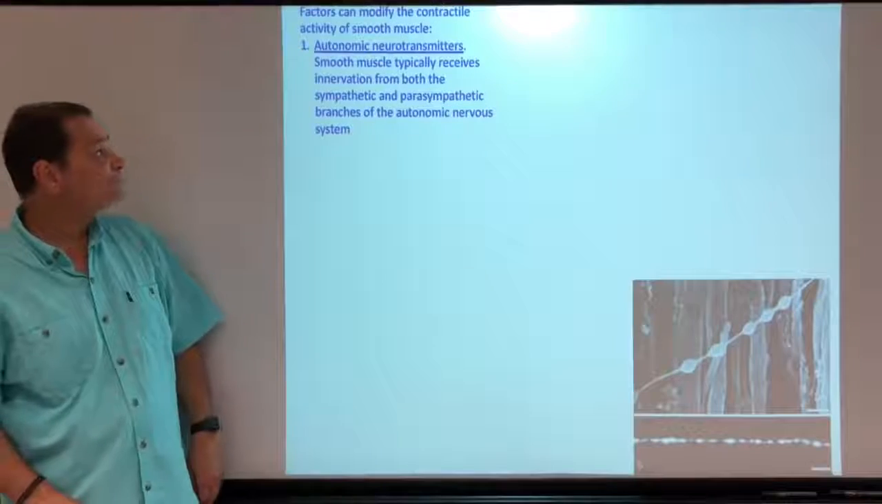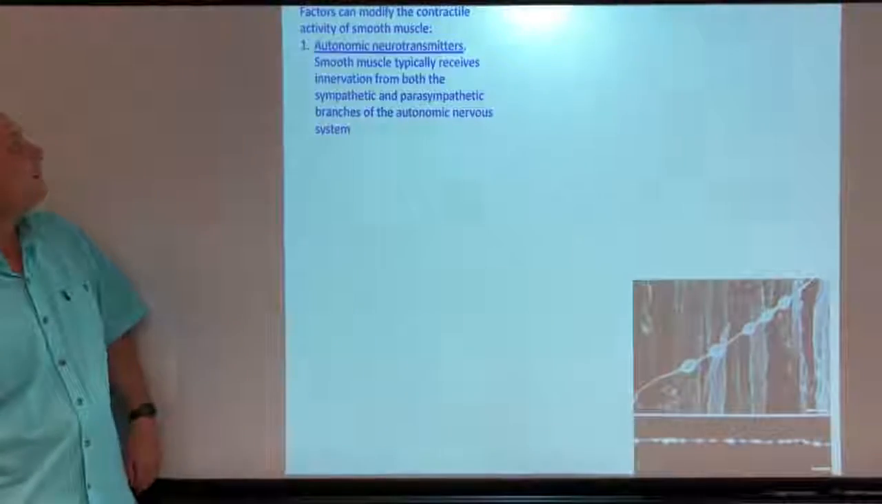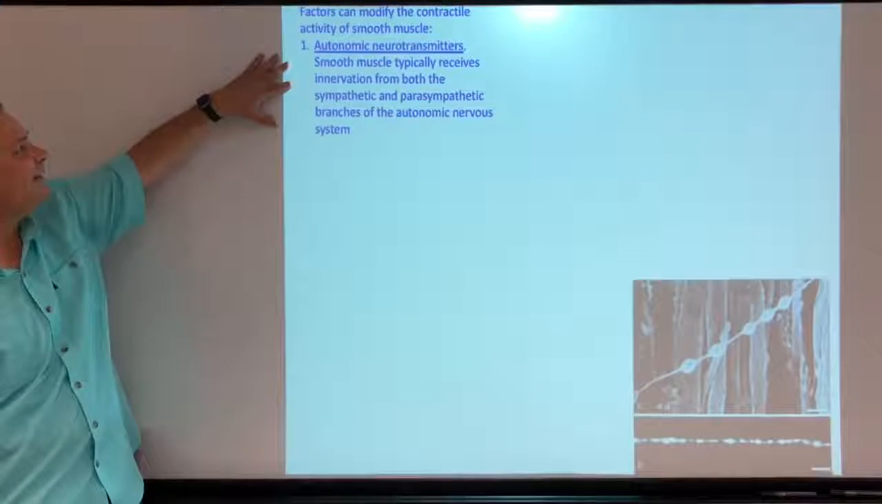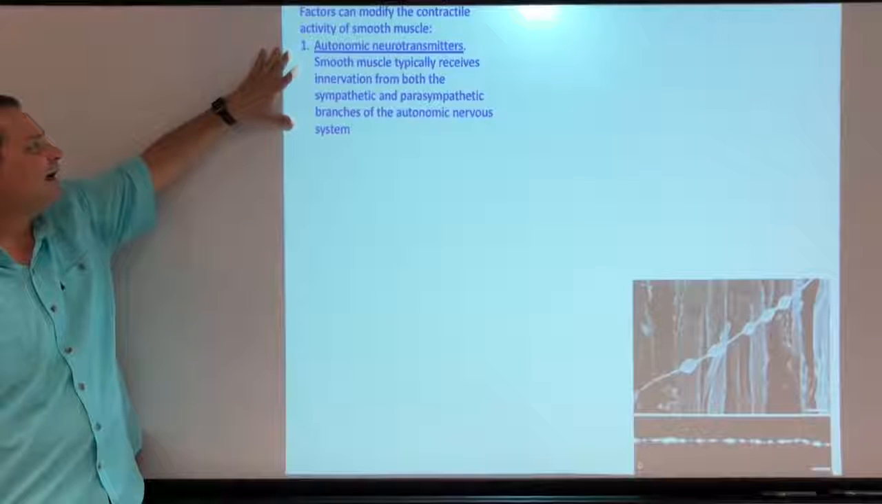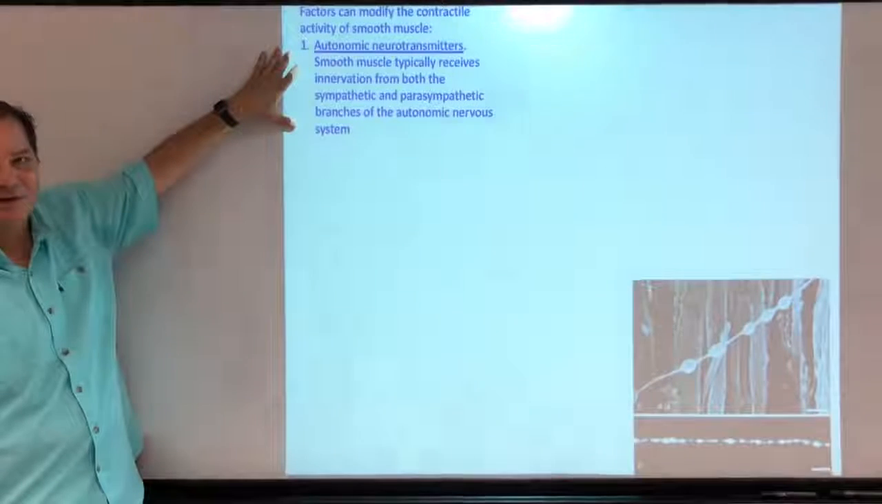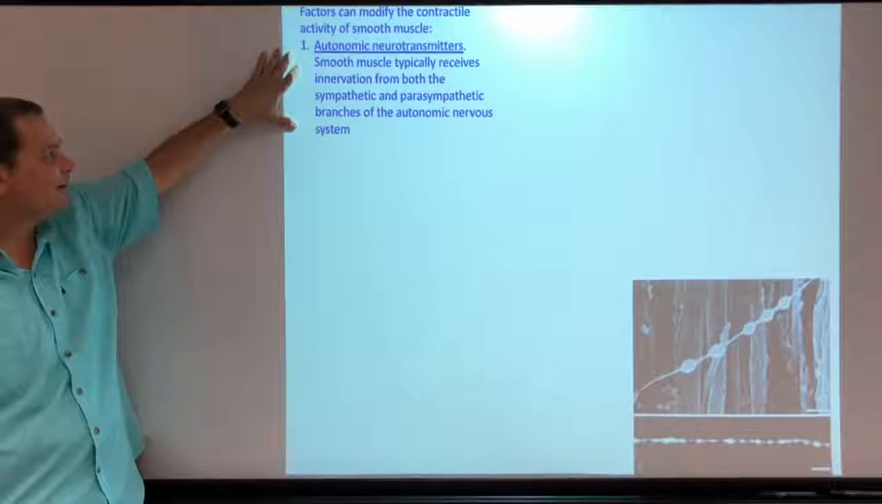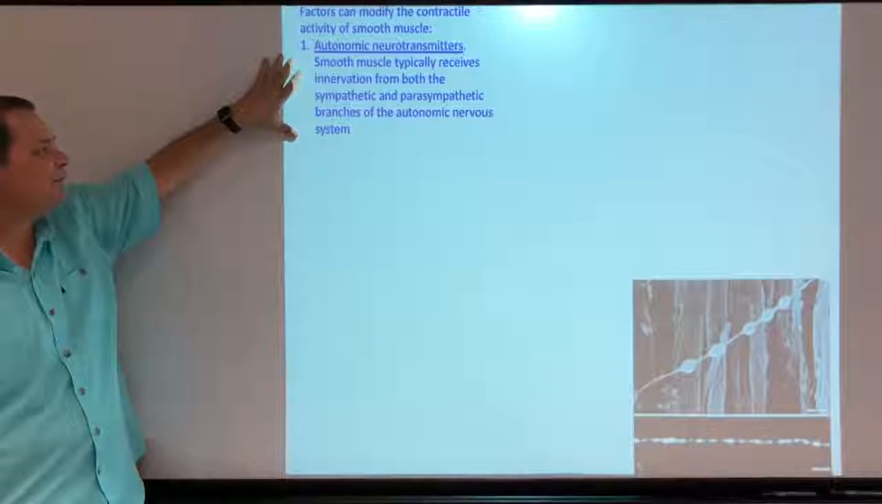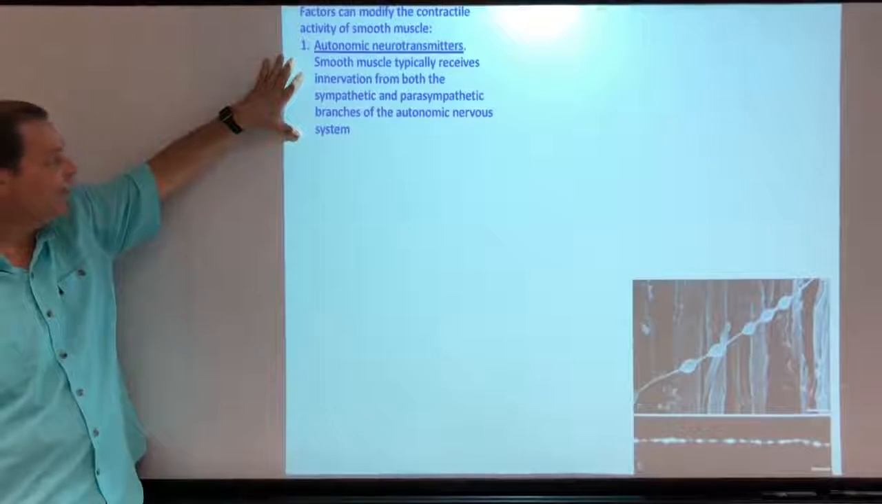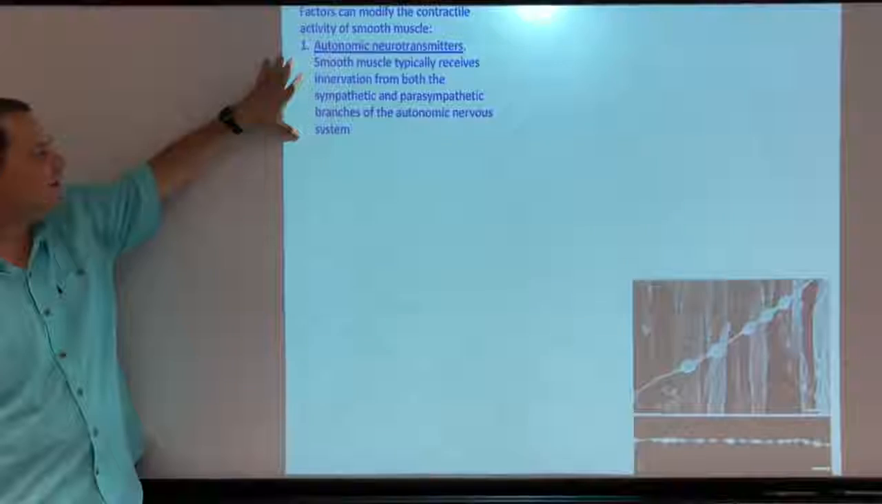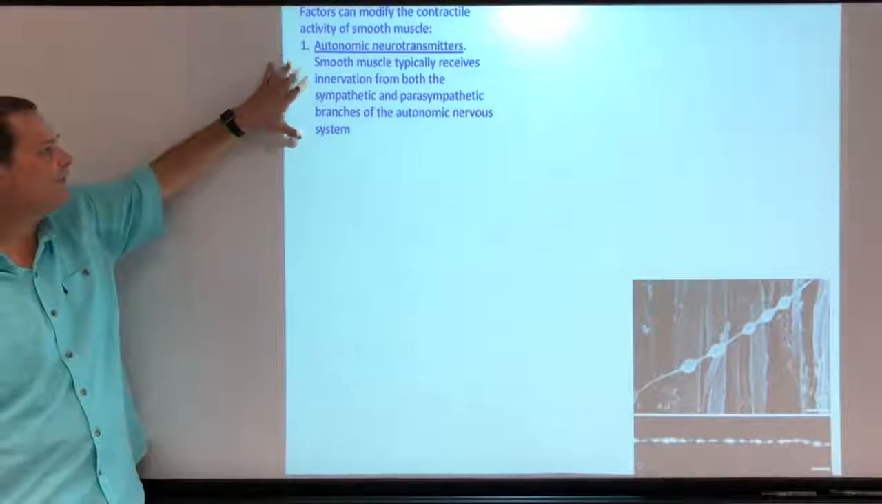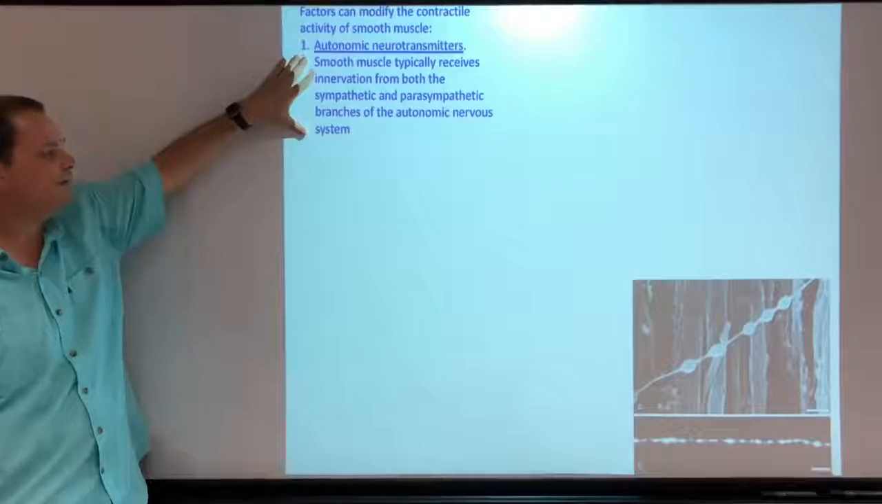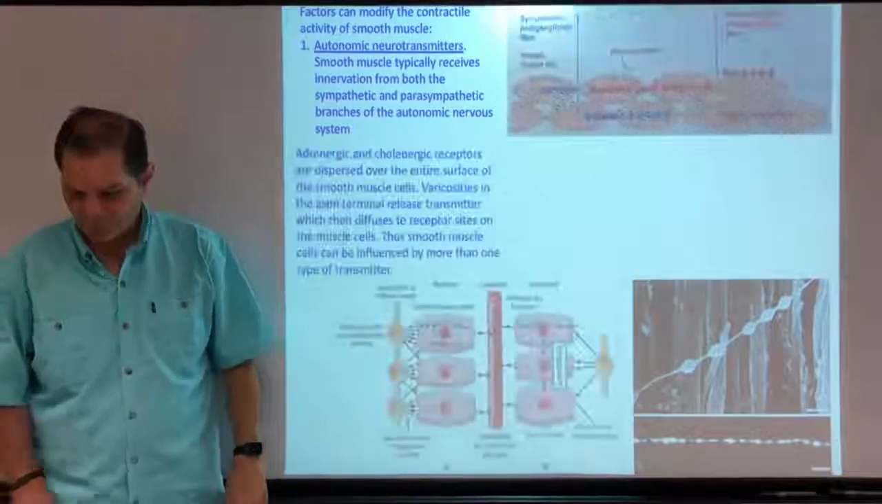So here we have factors that modify the activity of smooth muscle. The autonomic neurotransmitters are what we're really going to concentrate on in terms of the physiology. Smooth muscle typically receives innervation from both sympathetic and parasympathetic branches. Generally, that's true. The arteriolar smooth muscle only has sympathetic, but most smooth muscle gets both, okay?